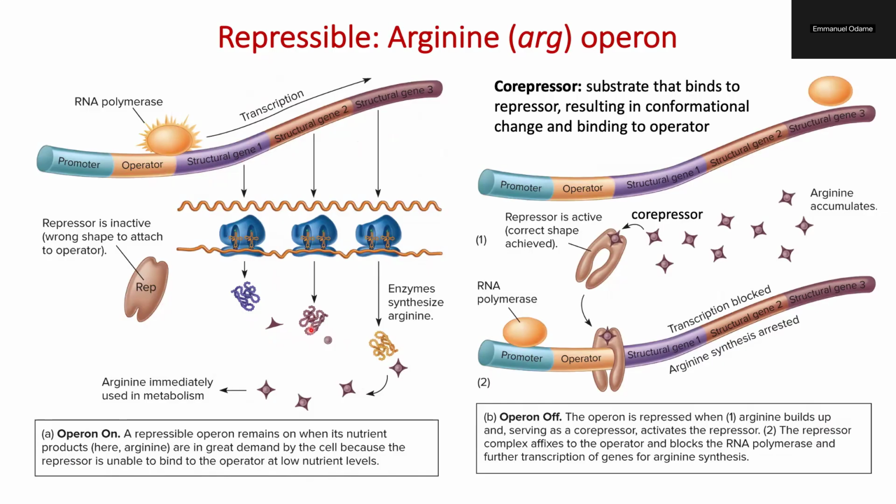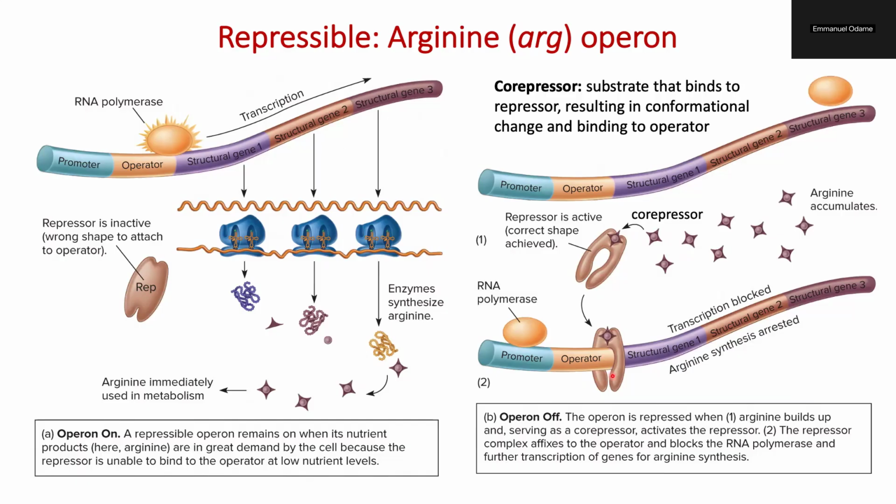When it's time for the transcription to be halted, one of the downstream genes will code for the protein arginine. Now, arginine comes in and binds to the pocket of the repressor, recruiting the repressor and bringing it back to the operator region, basically halting or blocking the whole mRNA transcription process.